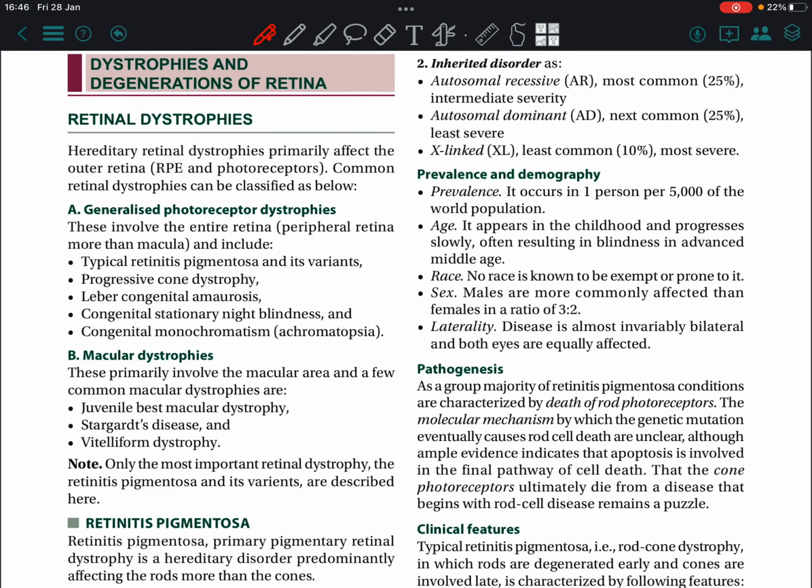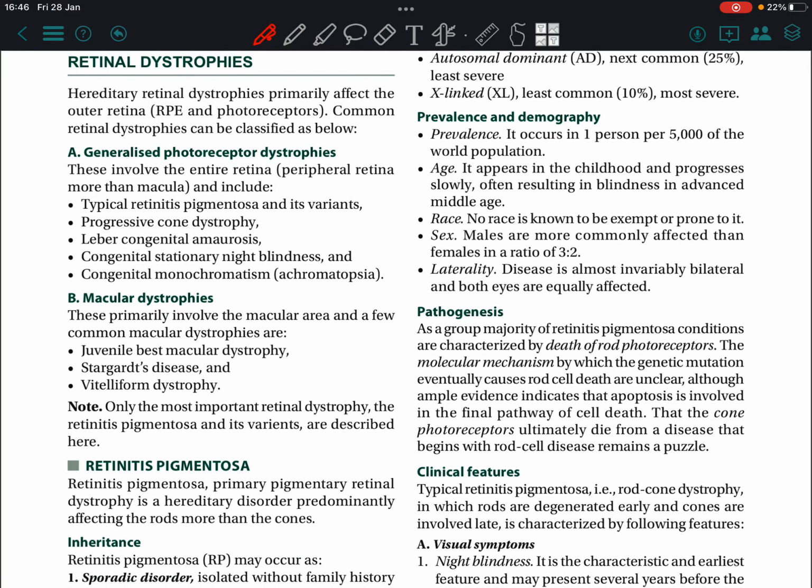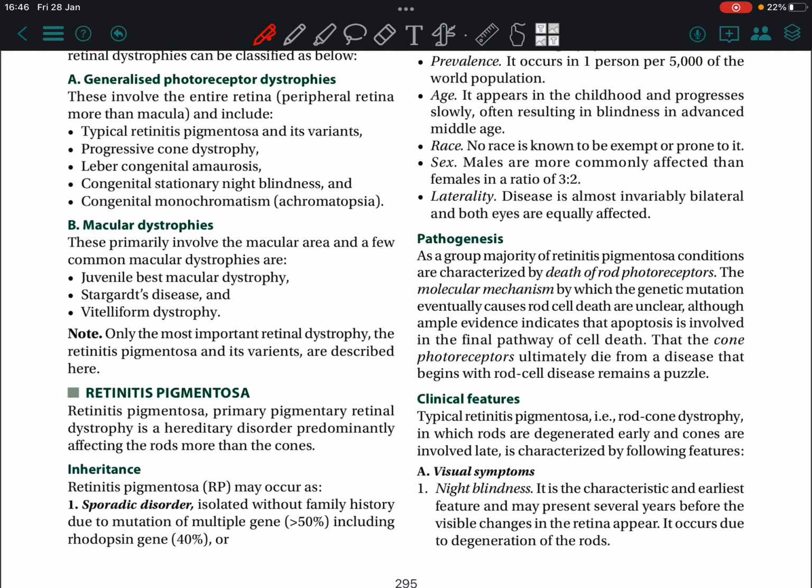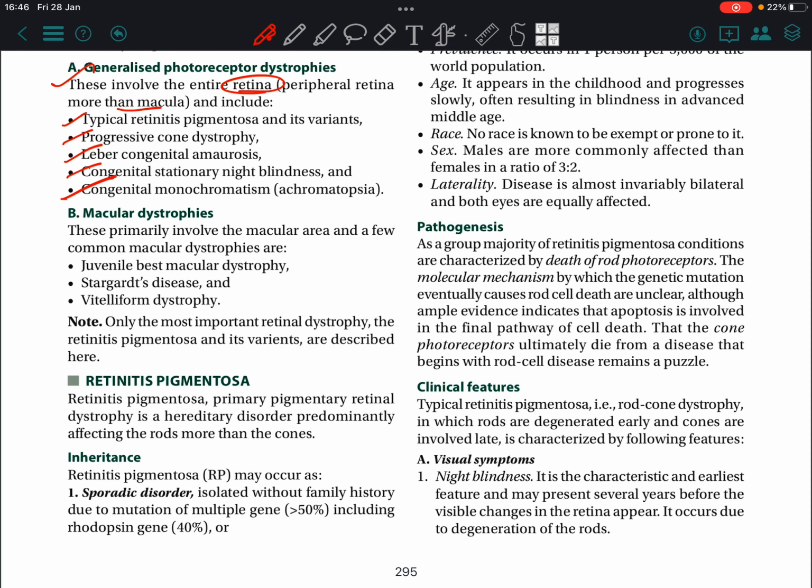Dystrophies and degeneration of retina. Hereditary retinal dystrophies primarily affect the outer retina, RPE, and photoreceptors. Common retinal dystrophies are generalized photoreceptor dystrophies. They involve the entire retina, peripheral retina more than macula: typical retinitis pigmentosa and its variants, progressive cone dystrophy, Leber congenital amaurosis, congenital stationary night blindness, congenital monochromatism.